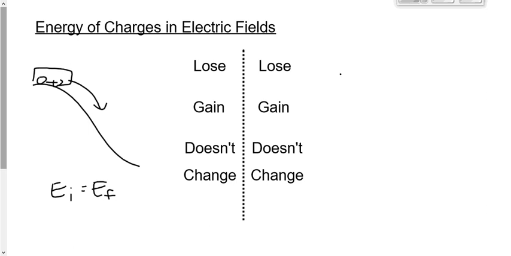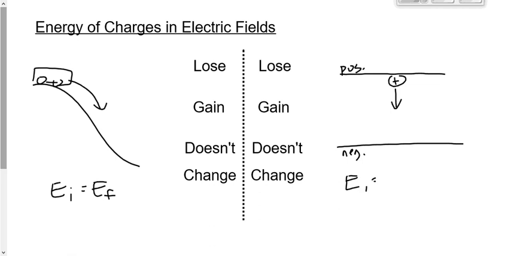If we have a charged particle that's about to go across a gap between two parallel plates, or some potential difference, and if it speeds up as it goes across the gap, we're going to treat that the same way. Once again, we're going to say EI is equal to EF, the law of conservation of energy. The total initial energy equals the total final energy.